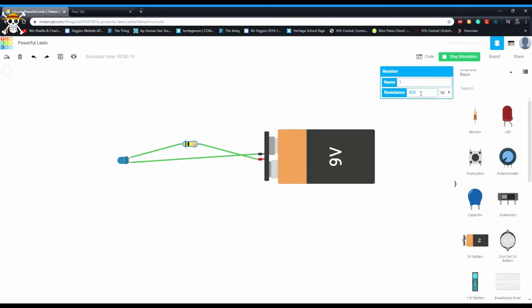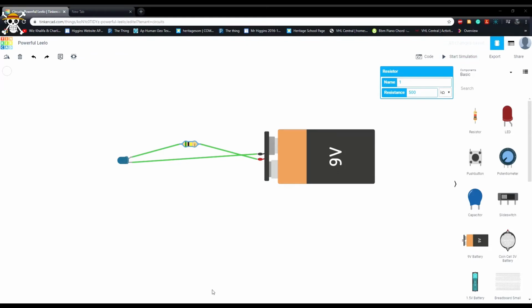Now I'm going to show you what that looks like mathematically, so we're going to stop the simulation. In the last video, you all discussed that voltage V equals current times resistance. So the amount of voltage equals the amount of current, which is measured in amps, times the resistance, which is measured in ohms, and voltage is measured in volts.